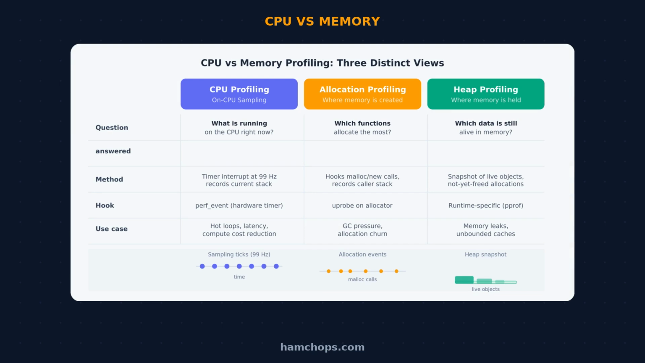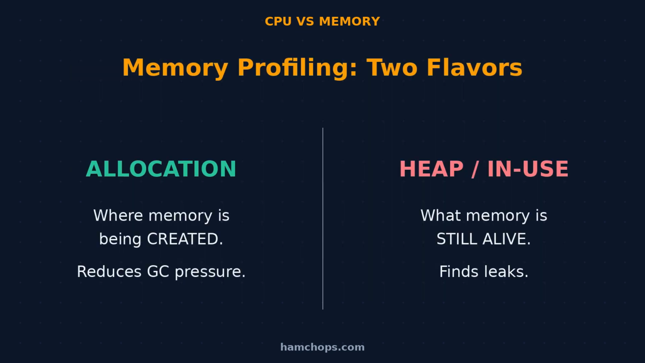One last thing that trips people up. CPU profiling and memory profiling answer different questions. CPU profiling samples what's running on the CPU right now. It finds hot loops, slow regular expressions, busy work. Memory profiling has 2 flavors. Allocation profiling shows where memory is being created, useful for reducing garbage collector pressure. Heap profiling shows what memory is still alive, useful for finding leaks.